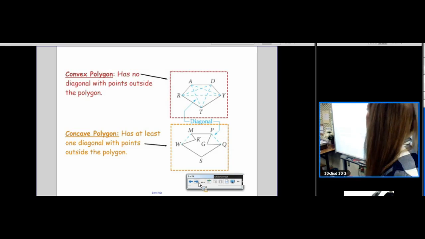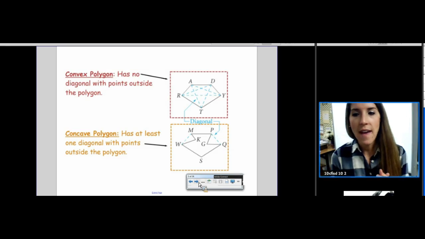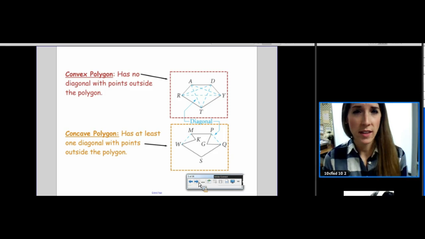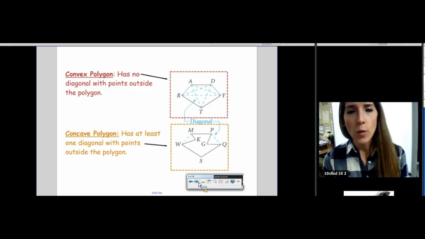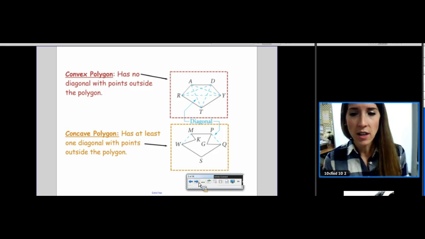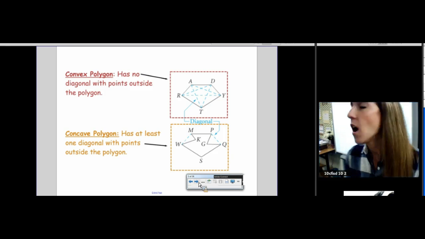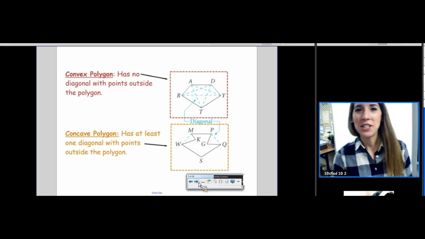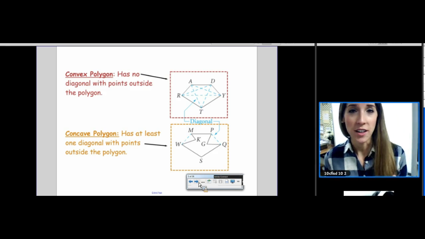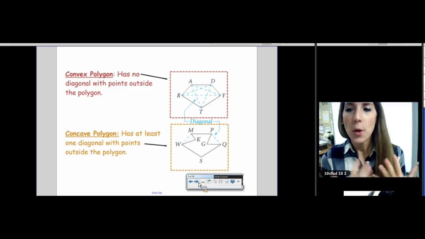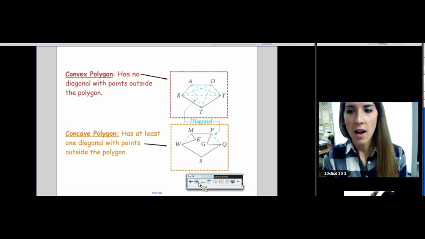All right, there are 2 types of polygons, convex and concave. I honestly really just want you to look at this slide. I don't want you to write it down. We're going to focus more on these next semester, but I wanted you to know what they are. A convex polygon is pretty much every polygon that you encounter. The ones you're used to seeing, those are probably all convex.